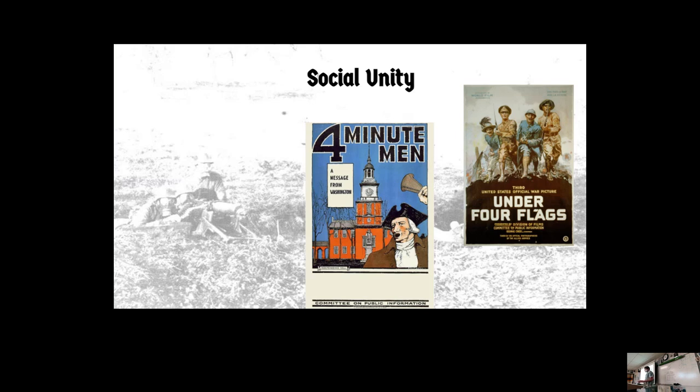Social unity, the Creel Commission, this is propaganda. So remember, propaganda tries to push a certain point of view. It's not necessarily lying, but by definition it is... okay, let me phrase that. What they say might not be 100% true or 100% false. So it's not always lying in the material, but it's by definition dishonest. They're trying to mislead you. They're trying to leave certain things out to get you to believe a certain point of view.